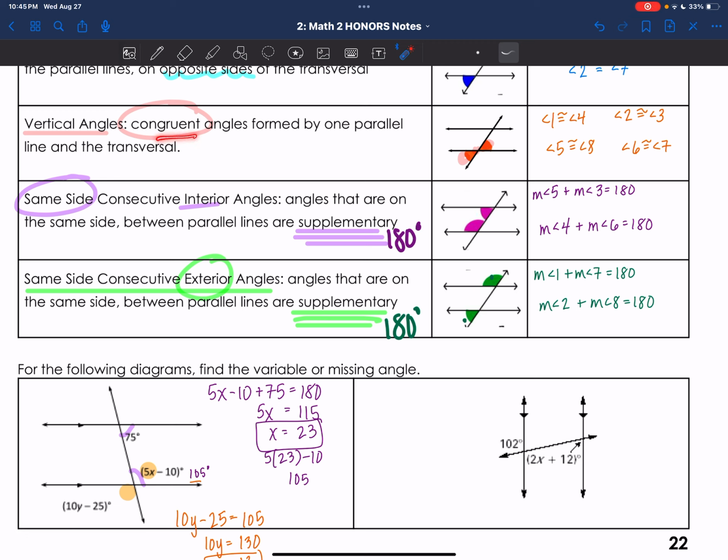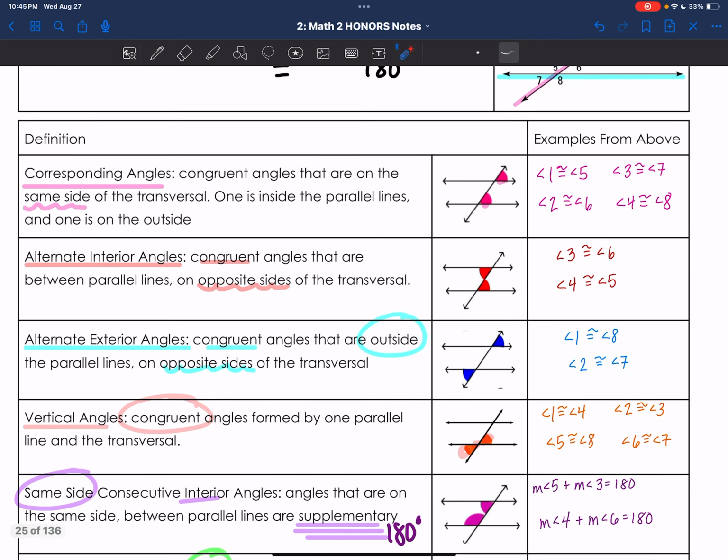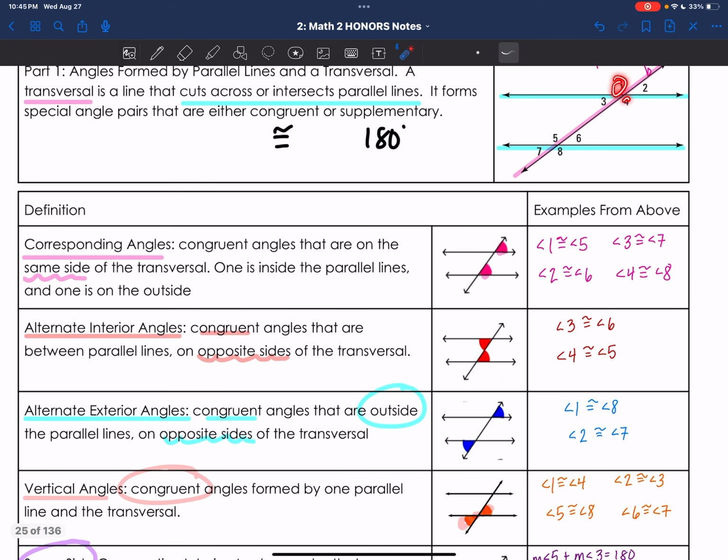All right, vertical angles. They're congruent and they're formed by only one parallel line and the transversal. So they're opposite any intersection. If you look up here, 1 and 4 are vertical, 2 and 3 are vertical, 5 and 8 because they're across from each other, and then 7 and 6 are vertical.